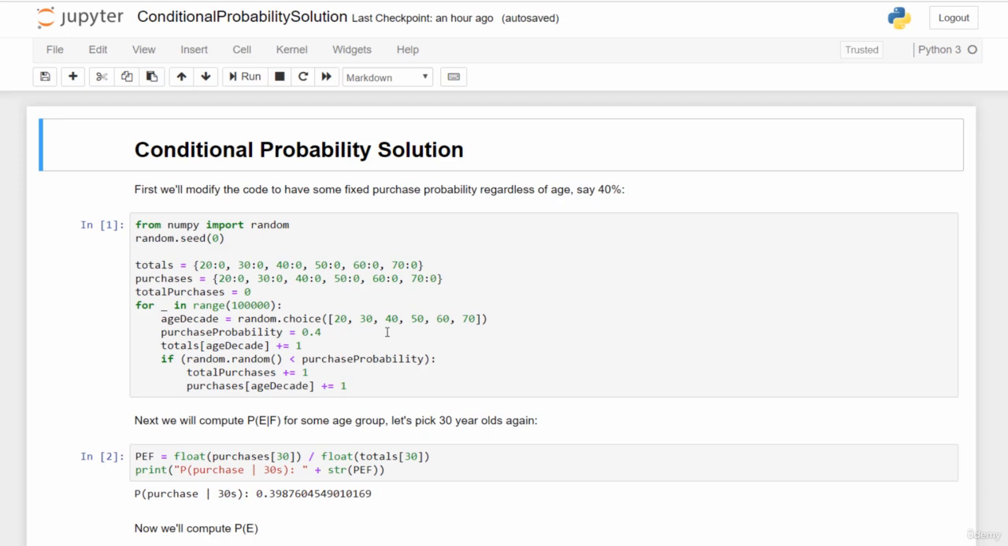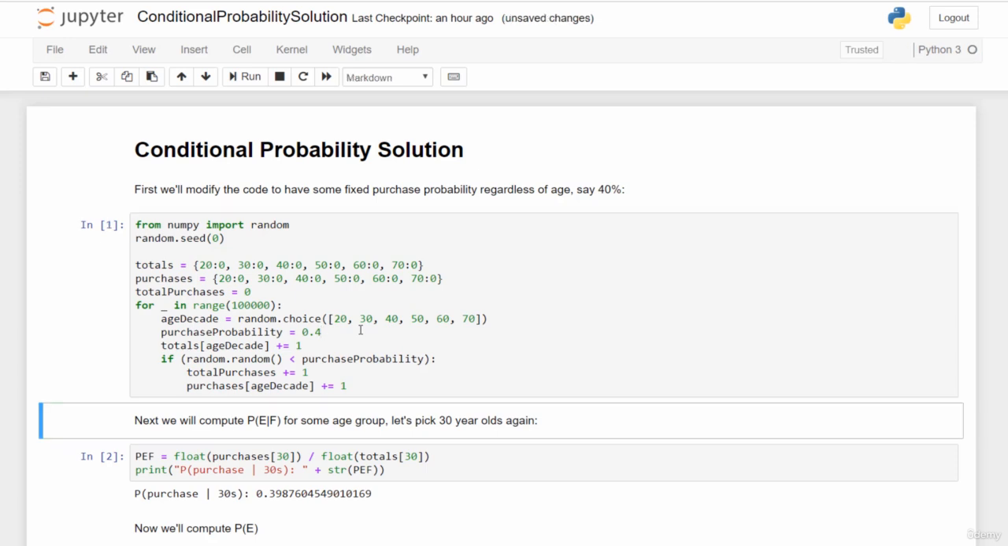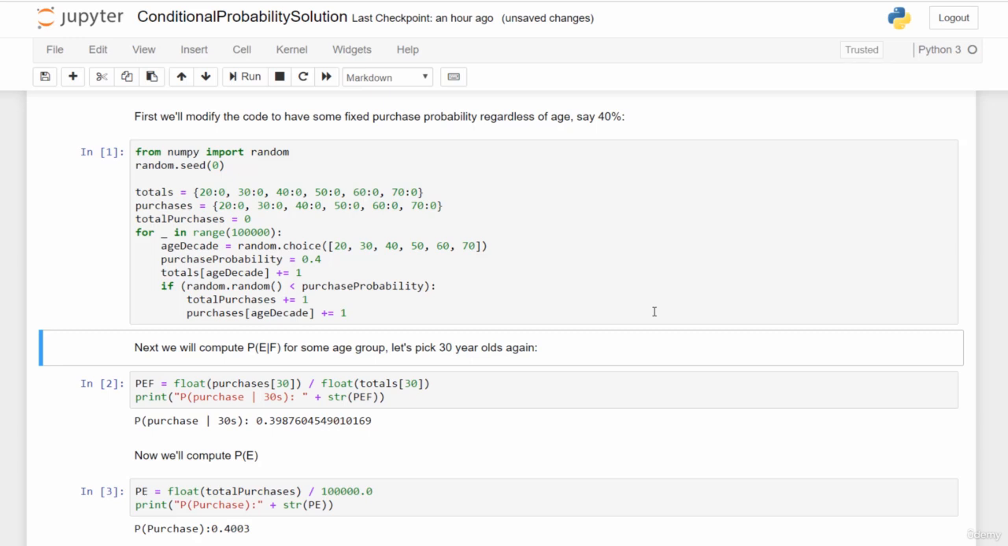So what I've done here instead is just hard-coded that to 40%. So there's no longer any relationship between your age and your likelihood of purchasing something. So let's go ahead and regenerate that data set, removing that dependency between age and purchase probability. So now we can compute P of E given F again. Again, that's the probability of making a purchase given your age.